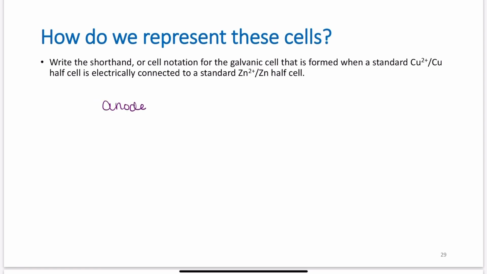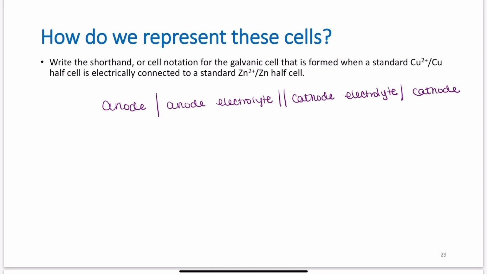Anode, single line, the anode electrolyte, and I will explain what all of these things mean in a sec. Double line. Cathode electrolyte. Single line, and cathode.